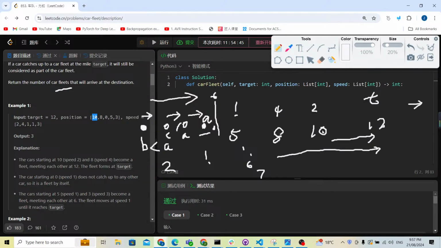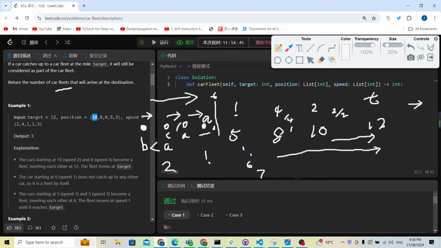And similarly, we can use this example. First of all, we're going to check this 12 minus 10. So the distance is going to be 2, and the speed is 2. So 2 divided by 2 is 1. It means after 1 second, I'm going to reach the target. And for this one, it's the same. 12 minus 8 is 4, and 4 divided by the speed 4 is 1. It means after 1 second, I'm going to reach the target.